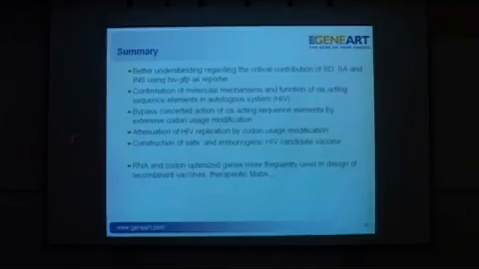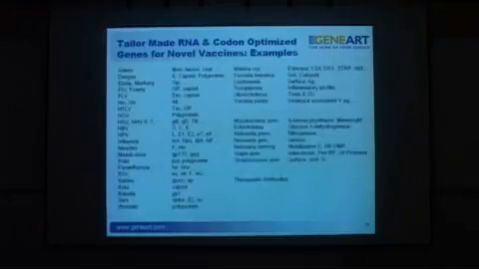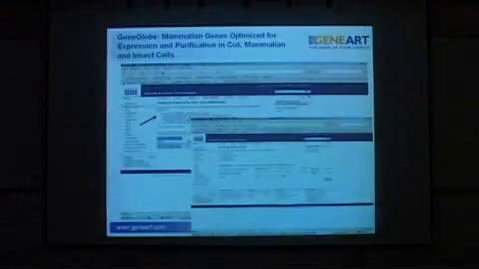I do not want to conclude without mentioning that RNA and codon-optimized genes are more and more frequently used in the design of recombinant vaccines, of therapeutic antibodies. Here is a long list of immunogens that have been optimized by GNERD for several customers, viral antigens, bacterial antigens, and so forth. This technology, RNA codon optimization, is not limited only towards improving the expression of bacterial or viral or parasite immunogens.